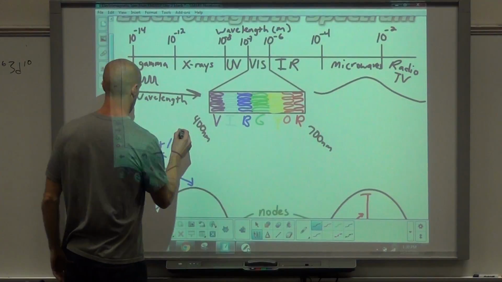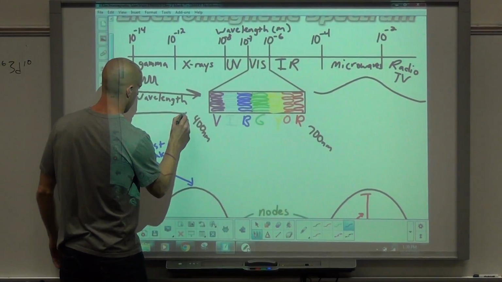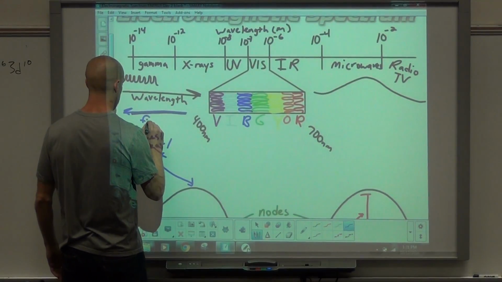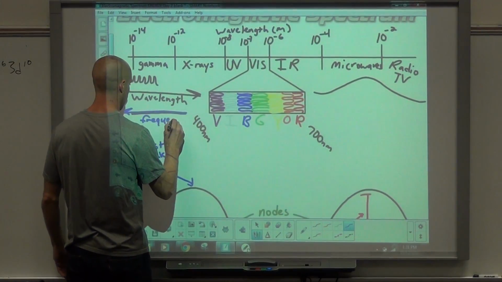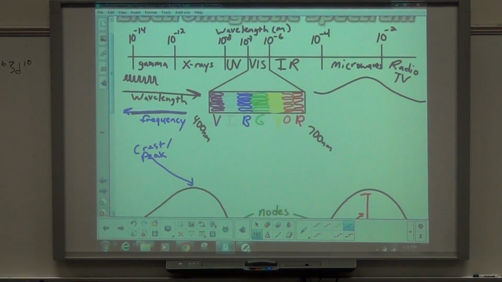So we're going to draw an arrow that points to the left here now. Let's do it in a different color, actually. So we have an arrow that points to the left here. And this is going to be frequency. These are all increasing here. Okay, so frequency is going to increase on our chart as we move to the left.